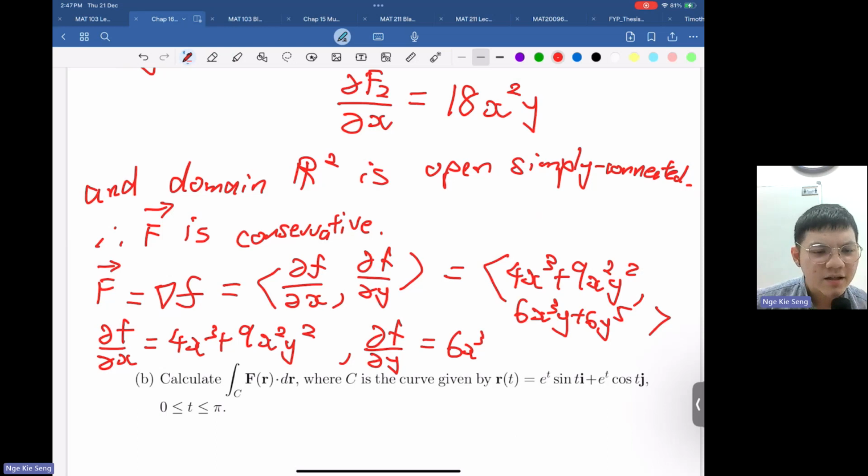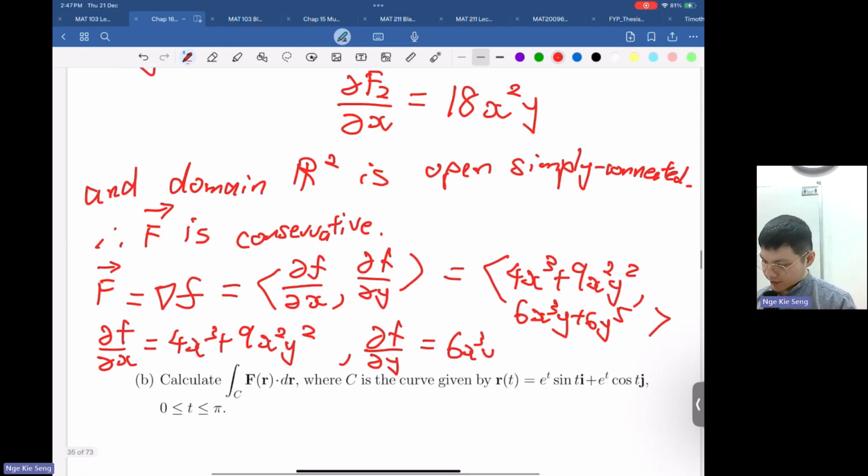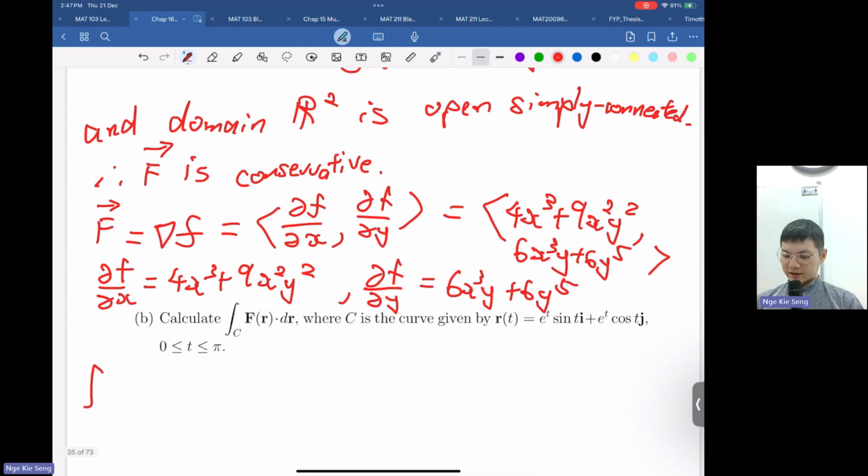Okay, let me think. Yeah, so this is true. Okay, we have these two differential equations here. So what can I do? I can try and integrate. I can integrate one of them. So let's say I integrate this one with respect to x.